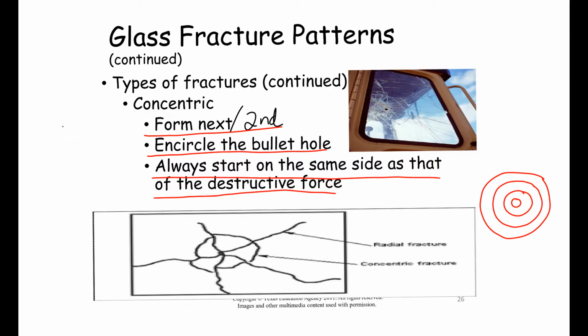So again, here's my piece of glass. My bullet is coming this way and it's going to hit there. My concentric fractures are going to form on the same side as the bullet. So they will form here and here and here. They form on the same side, not on the opposite side like radial. And on this diagram, these are the concentric fractures here. They just kind of go around in a circle for the most part.